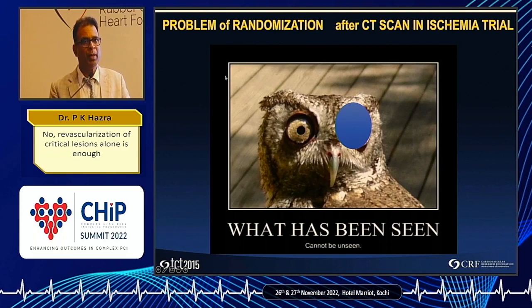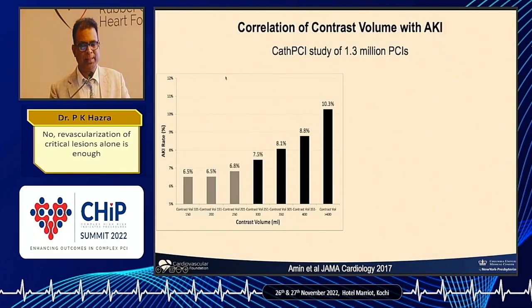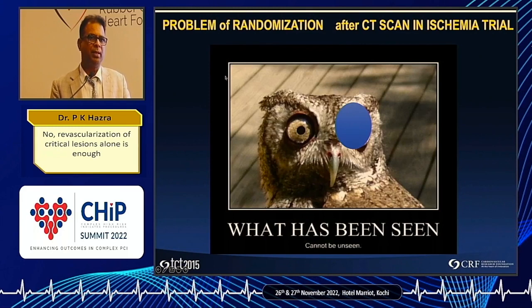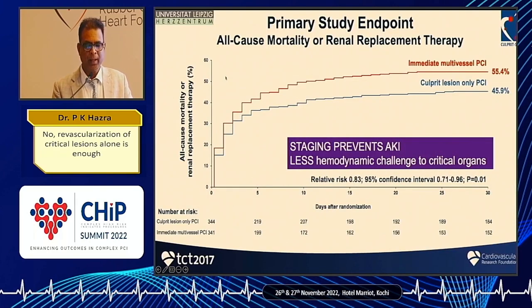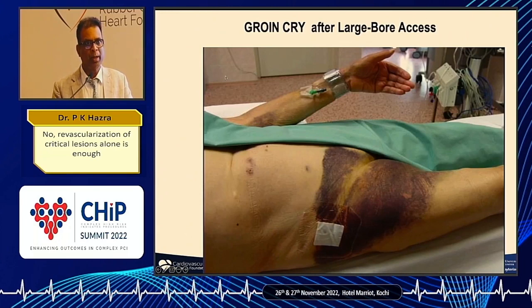The problem of randomization in ISCHEMIA: Dr. Lame, who presented this trial, has seen the CT angio. So once you see something, what has been seen can never be unseen. So all these trials have some biases, some conflicts, and they are not truly blinded. As contrast volume increases, the AKI incidence also increases in a large number of patients. So immediate PCI versus culprit, definitely I'll go for culprit only, less hemodynamic challenge to the critical organs. The groin also cries. There is a bad memory of the groin, and a bad memory in the patient's mind.